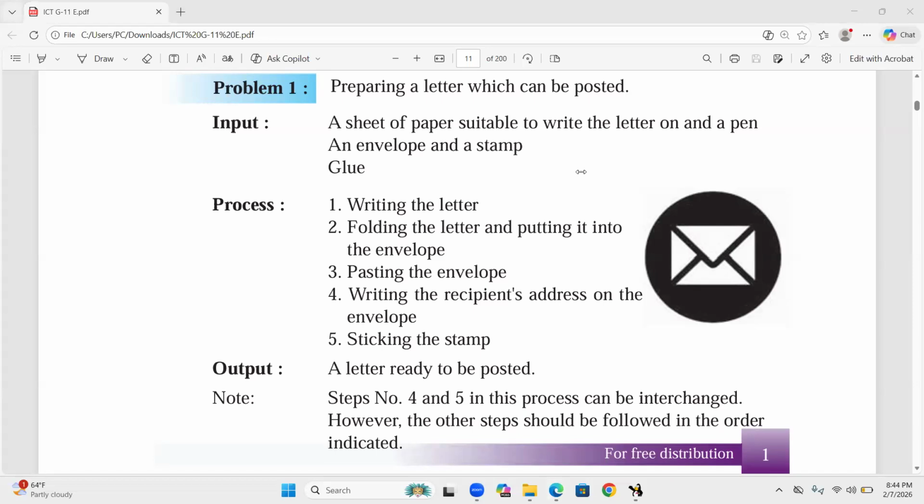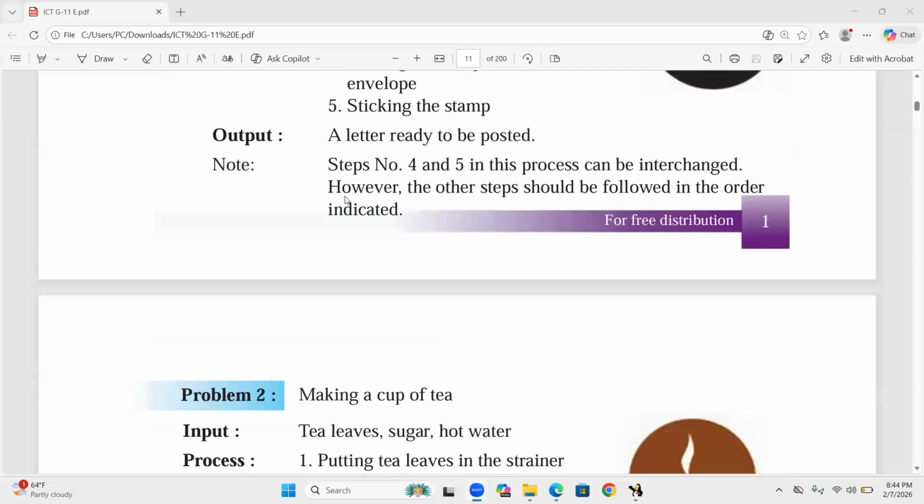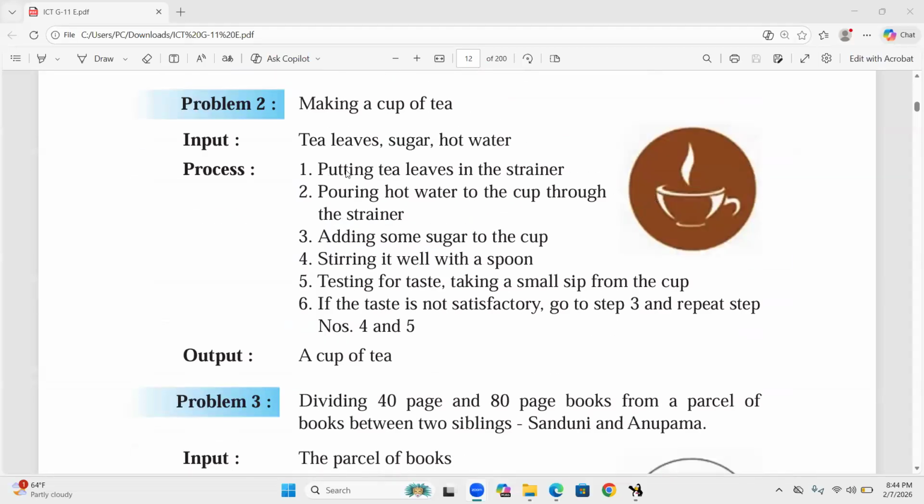Yes, sir. Right. When we discuss how to solve a problem in programming, you have to work with these three main components: input, process, and output. Right. Then we'll see another example. Making a cup of tea.